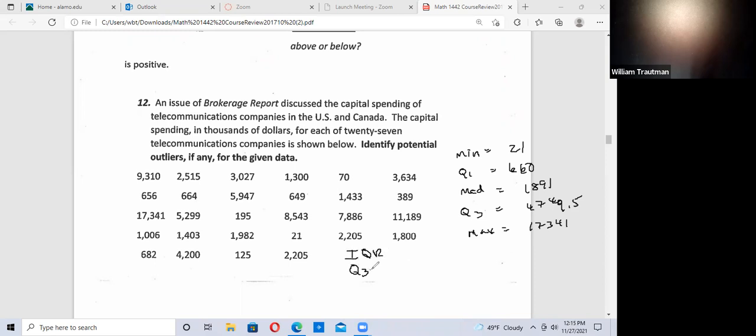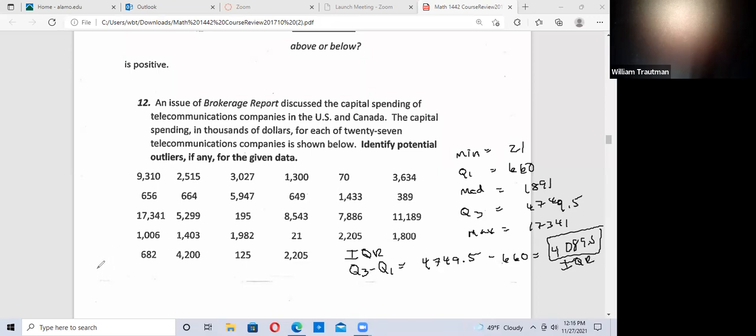IQR. Remember, we said that was Q3 minus Q1. Q3 is 4749.5. Q1 was 660. When I subtract the two, let me check. Oh, I turned my calculator off. Hang on. I need to add a calculator page. 4749.5 minus 660, and I get 4089.5. That's my IQR.